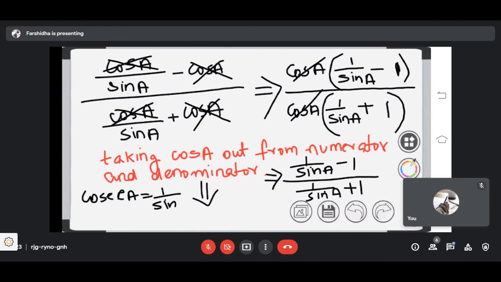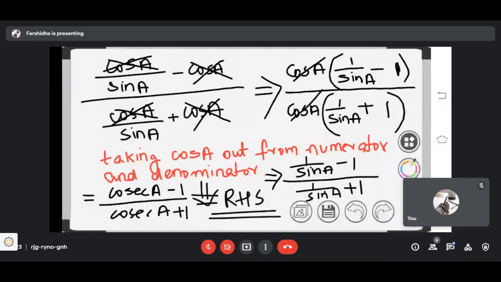Replace 1 by sin A as cosec A. The last step will be cosec A minus 1 divided by cosec A plus 1. See, this is your RHS. LHS equal to RHS, hence proved.